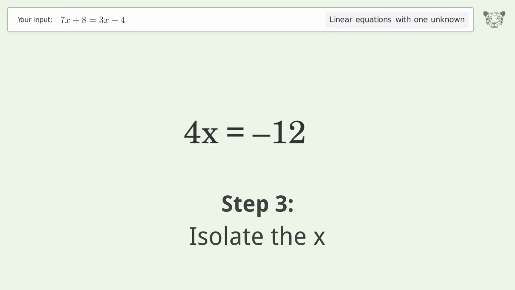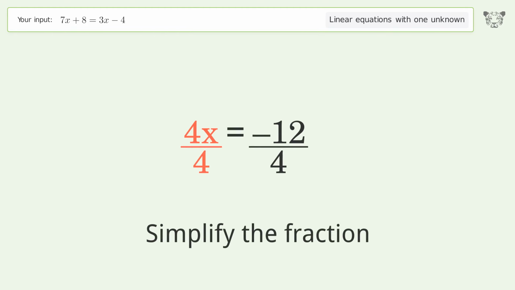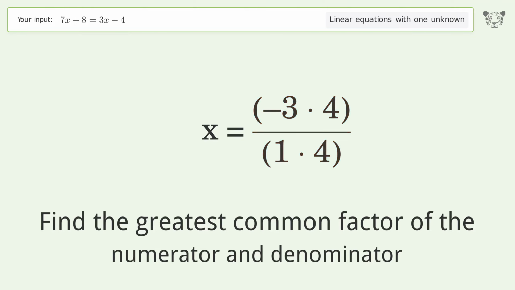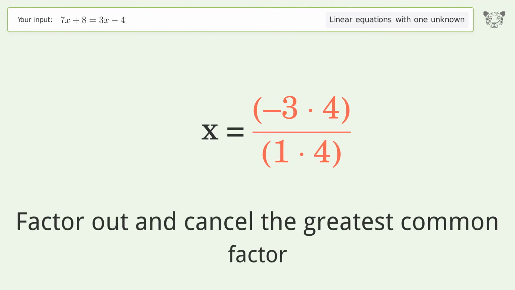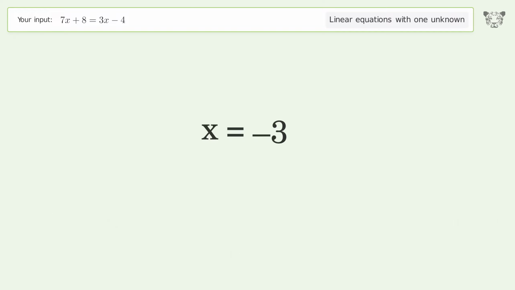Isolate the x. Divide both sides by 4. Simplify the fraction. Find the greatest common factor of the numerator and denominator. Factor out and cancel the greatest common factor. And so the final result is x equals -3.